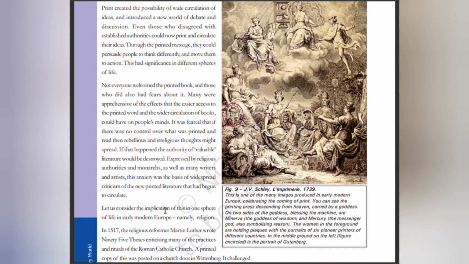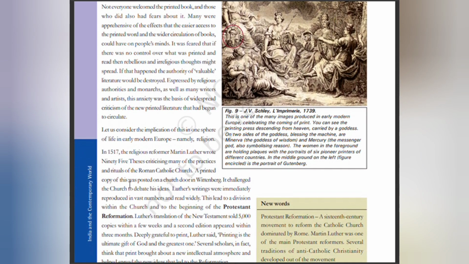Let us consider the implication of this in one sphere of life in early modern Europe, namely religion. In 1517, the religious reformer Martin Luther wrote 95 theses criticizing many of the practices and rituals of the Roman Catholic Church. A printed copy of this was posted on a church door in Wittenberg. It challenged the church to debate his ideas. Luther's writings were immediately reproduced in vast numbers and read widely. This led to a division within the church and to the beginning of the Protestant Reformation.